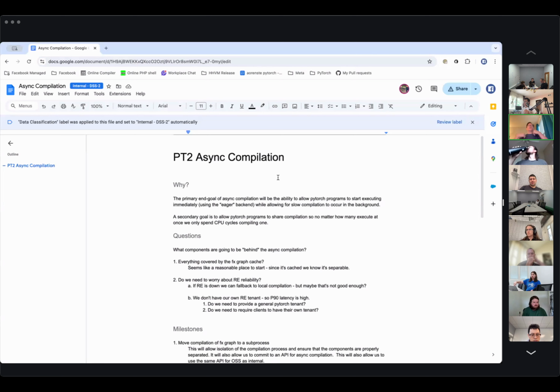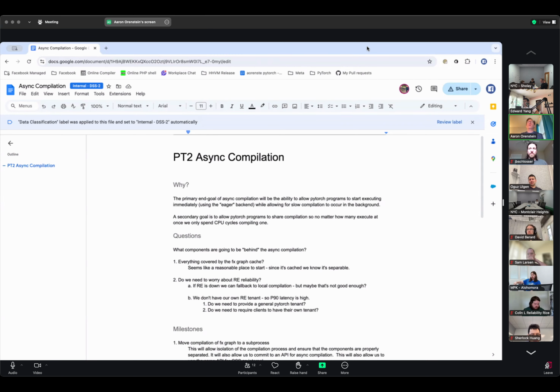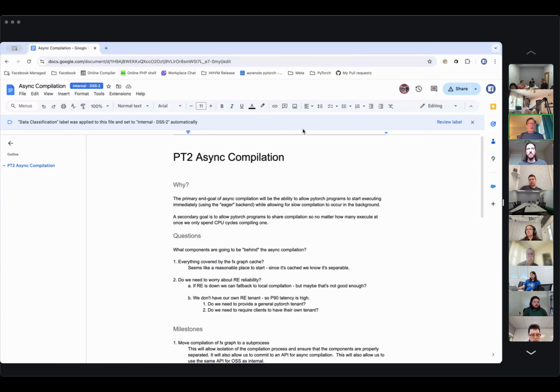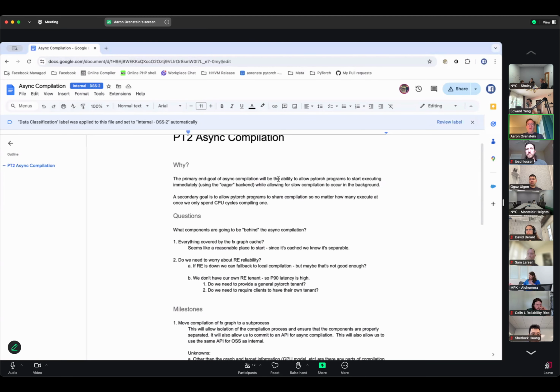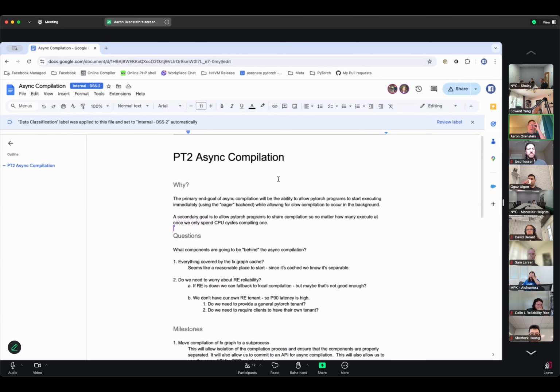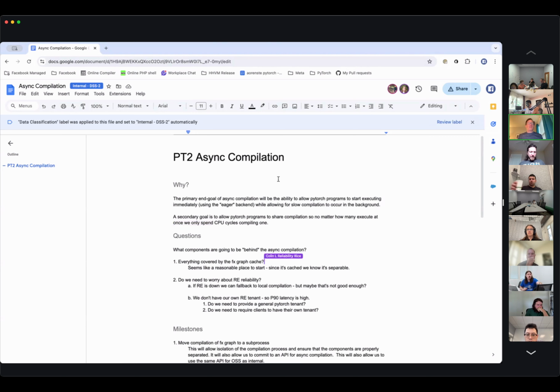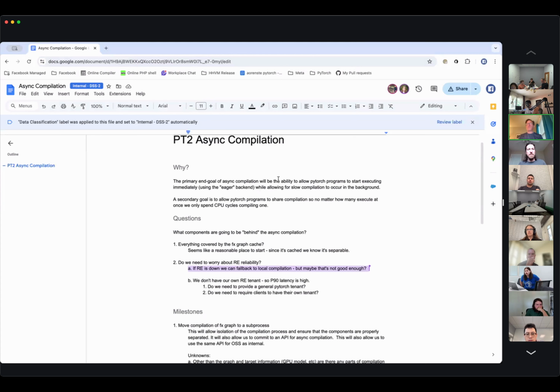Okay, so what I want to talk about is the async compilation stuff. There's basically two purposes here. One is I'm trying to make a document so that we can explain to managers what this is and what we're doing. And also I want to gather thoughts about it to see if people know of any dark alleys that we're about to wander down that we should at least ask some questions about.